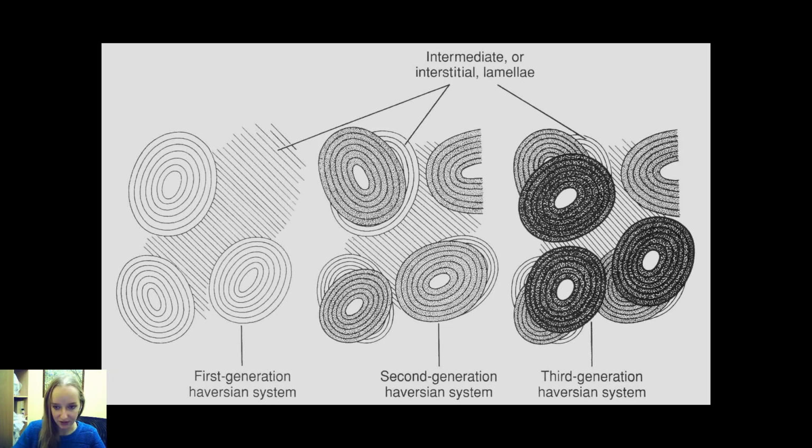We can see that these spaces between osteons gradually change, because we have more and more osteons forming right here. These older osteons, the first generation, the second generation, form lamellae that are called interstitial lamellae. There were normal lamellae of an osteon before, but now when the new osteons are formed, they're called interstitial lamellae, right here.